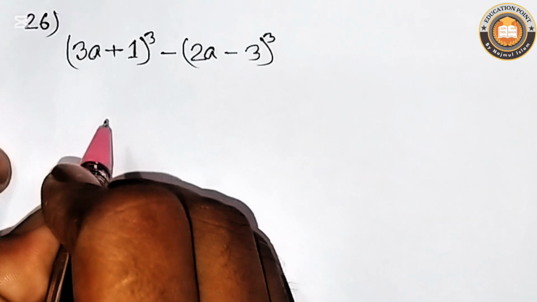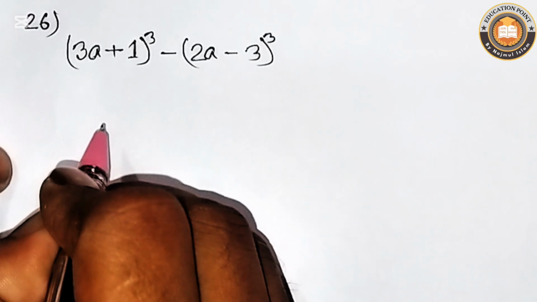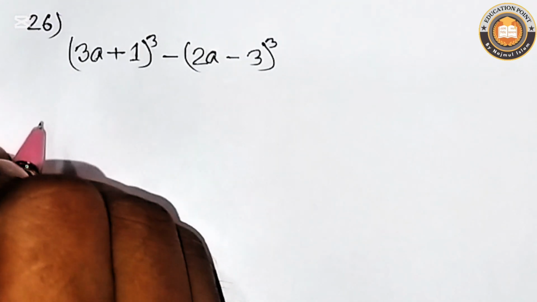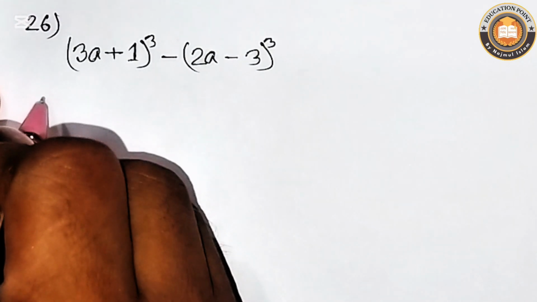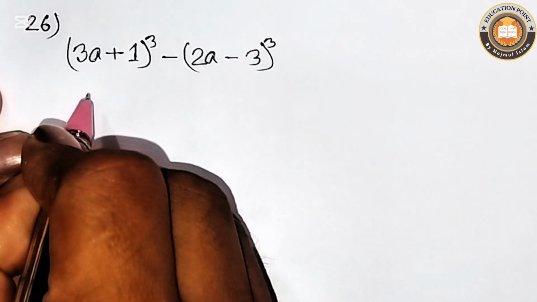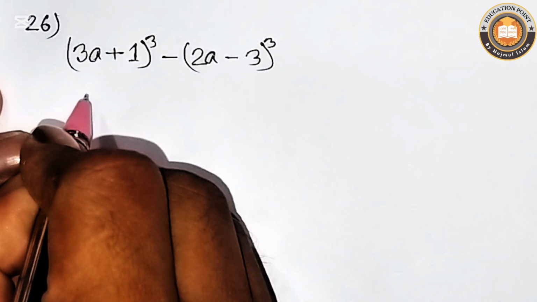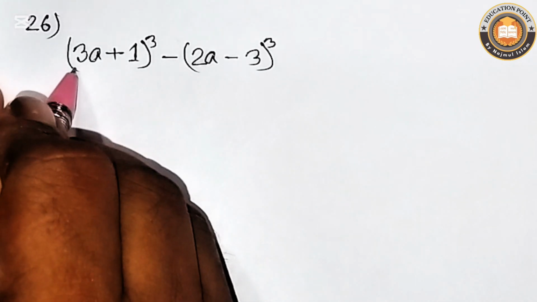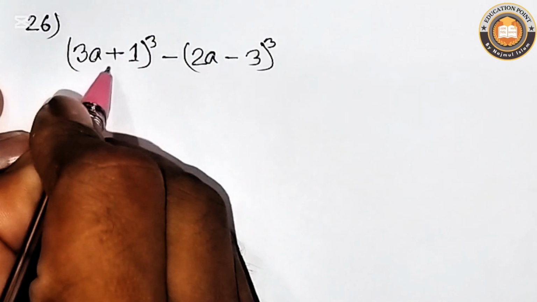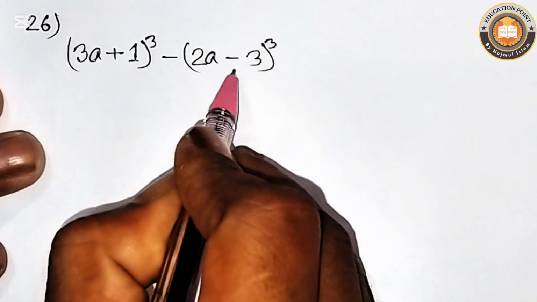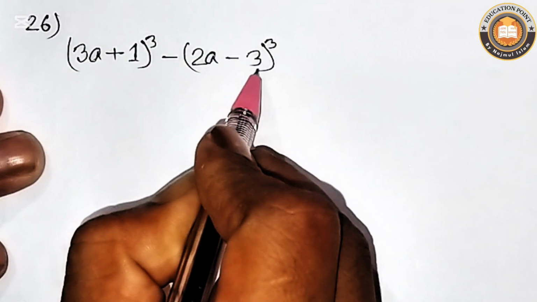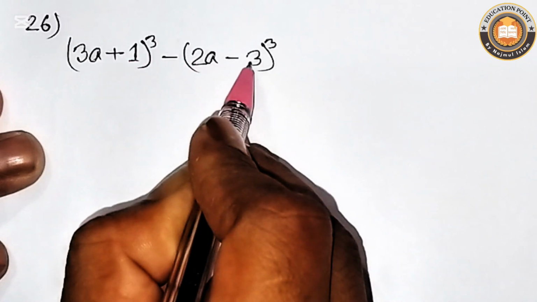Dear students, today we will solve some factor related math problems. Exercise 3.3, Question number 26: (3a plus 1) whole cube minus (2a minus 3) whole cube. Here 3a plus 1 is considered as a and 2a minus 3 is considered as b. That means a cube minus b cube.